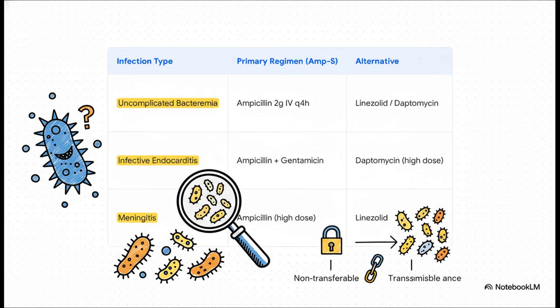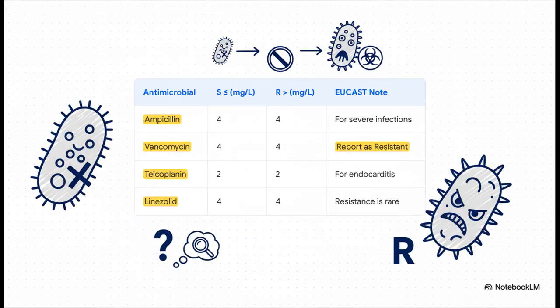For a straightforward bacteremia, ampicillin all by itself, at a dose like 2 grams IV every 4 hours, is usually enough. But for something really serious like endocarditis, you need that bactericidal 1-2 punch. That's classically ampicillin plus gentamicin. And of course, if you run into an allergy or resistance, linezolid and daptomycin are going to be your main alternatives.